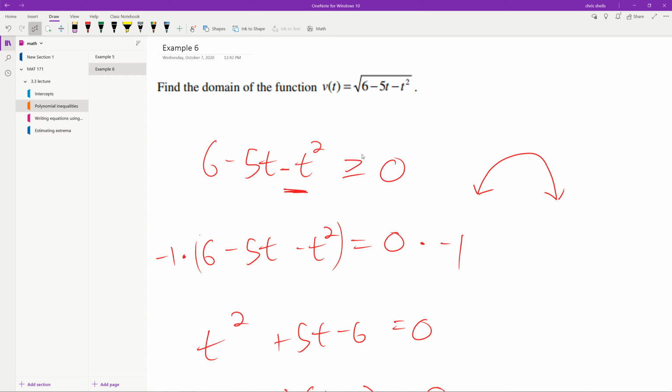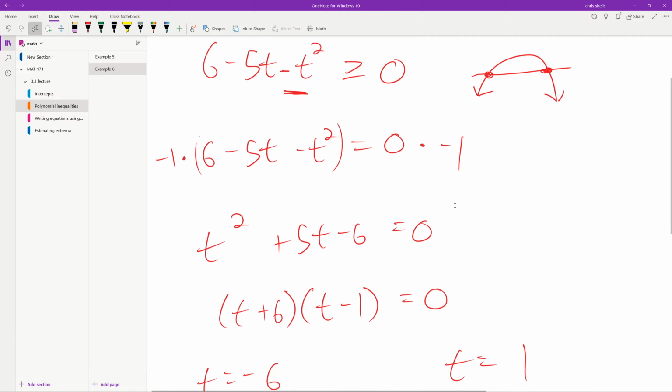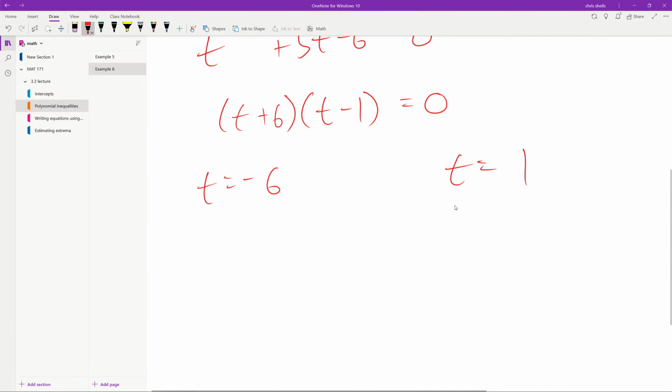So if I'm looking for the places where this is greater than 0, that can only happen between these intercepts. This quadratic cannot be greater than 0 at these endpoints here. If it's going to be greater than 0 anywhere, it has to be between these intercepts. So the answer here is that -6 is less than or equal to t, which is less than or equal to 1. Or we could write this in interval notation as -6 to 1, like this.